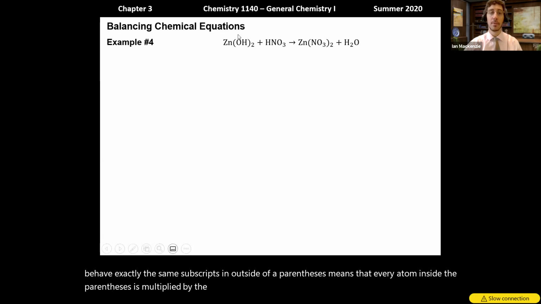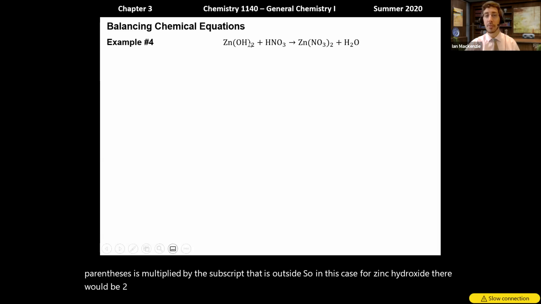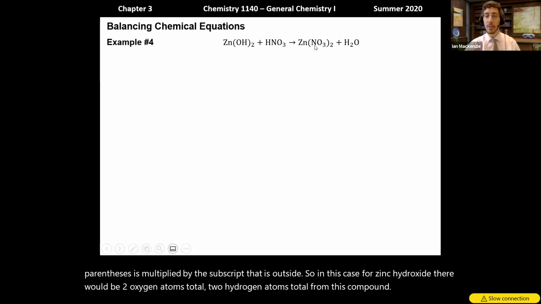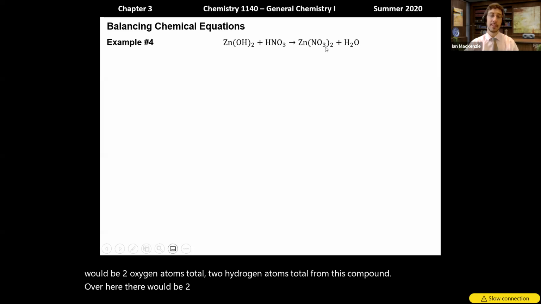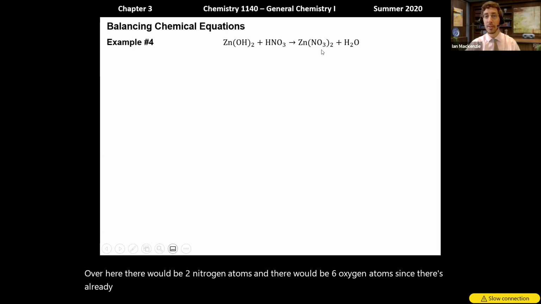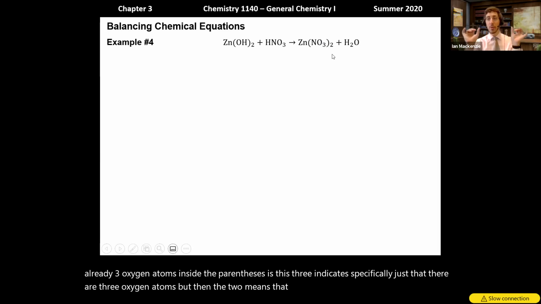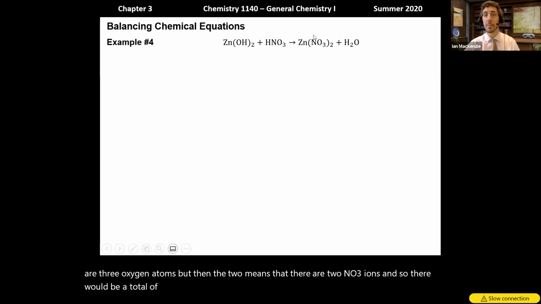So in this case, for zinc hydroxide, there would be 2 oxygen atoms total, 2 hydrogen atoms total from this compound. Over here, there would be 2 nitrogen atoms, and there would be actually 6 oxygen atoms. Since there's already 3 oxygen atoms inside the parentheses, this 3 indicates specifically just that there are 3 oxygen atoms. But then the 2 means that there are 2 NO3 ions, and so there would be a total of 6 oxygen atoms present from this compound.